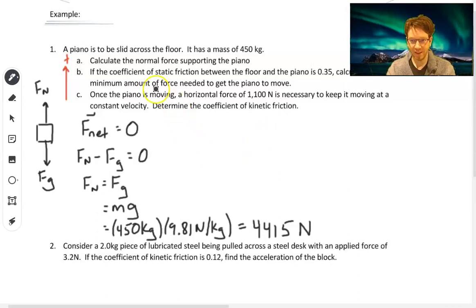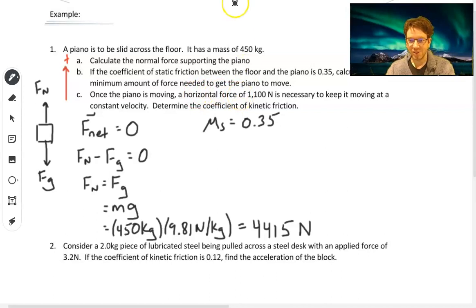So what is part B? Part B says the coefficient of static friction between the floor and the piano is 0.35. So that's this, mu s, coefficient of static friction, 0.35. Calculate the minimum amount of force needed to get the piano to move.